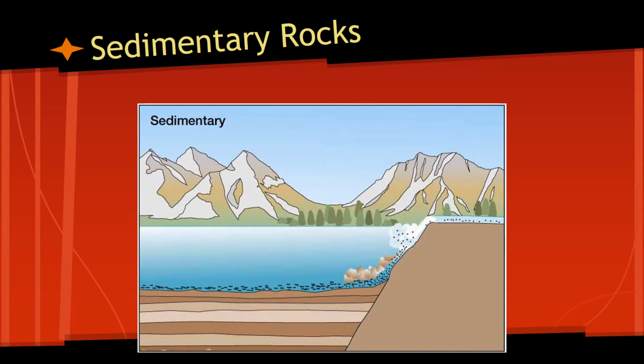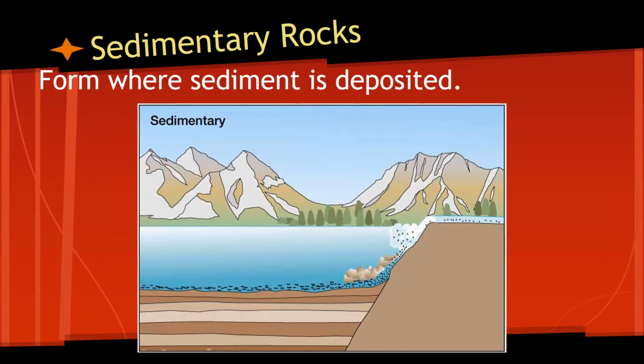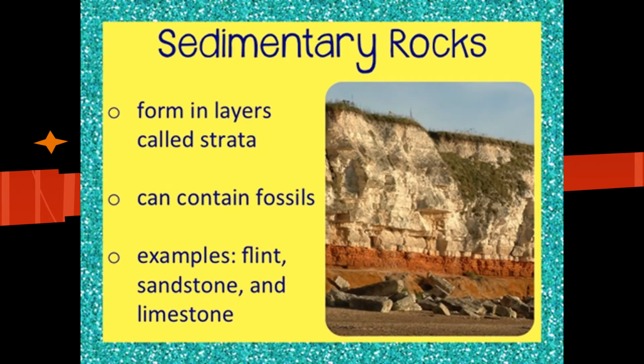First up, we'll talk about sedimentary rocks. Sedimentary rocks form where sediments are deposited. Deposited means where they are sort of dropped or moved and where they land and end up. Sedimentary rocks form in layers called strata. They can contain fossils from years ago, and some examples of sedimentary rocks are flint, sandstone, and limestone.